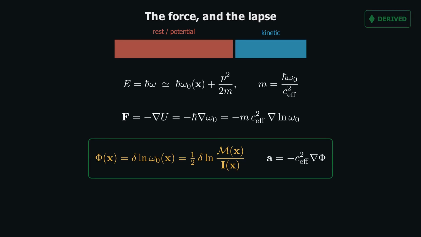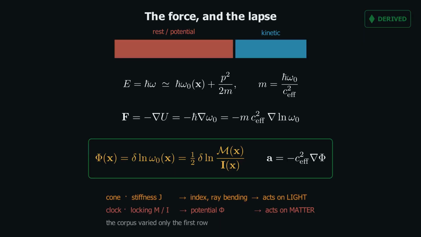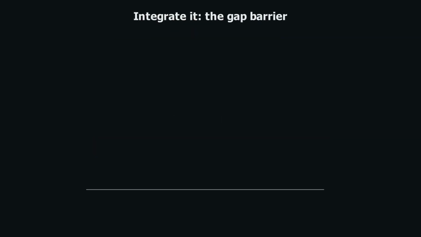The potential phi equals the change in the logarithm of omega naught, which is 1/2 the change in the logarithm of script m over I, derived. That is the headline of the chapter. A gradient in the gap does mechanical work on massive matter. Claims are cheap. Integrate it.